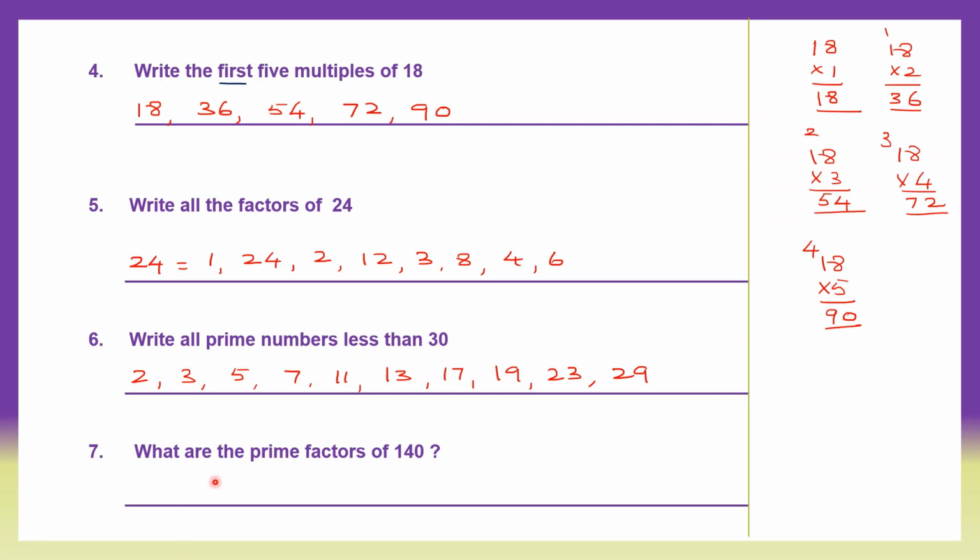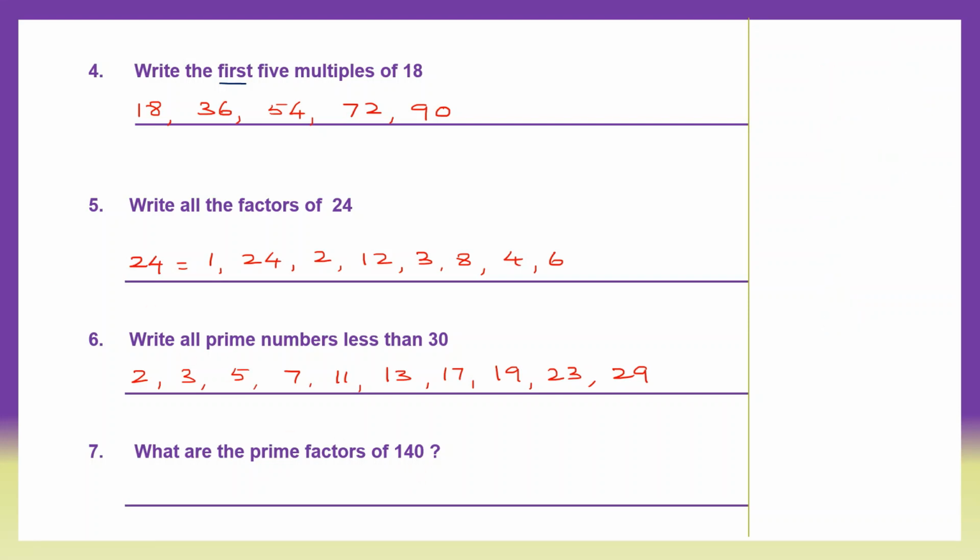Question 7. What are the prime factors of 140? So we need to find the prime factors of 140 by dividing 140 by prime numbers. So let's take 140 and begin by dividing it by 2. Divide only with prime numbers. 2 7s are 14. Okay, 70. Now I can take 7 itself because 7 is a prime number. 7 10s are 70. Now I can take 2 again. 2 5s are 10. This time I have to take 5. 5 ones are 5. So these are all the prime factors of 140.